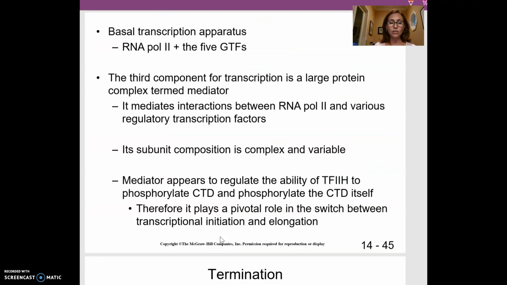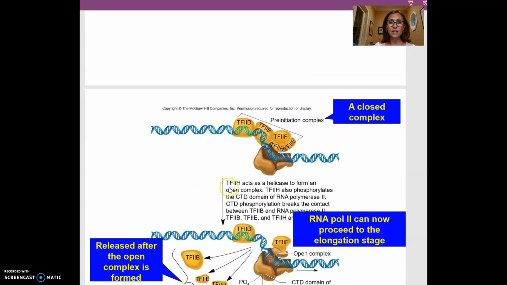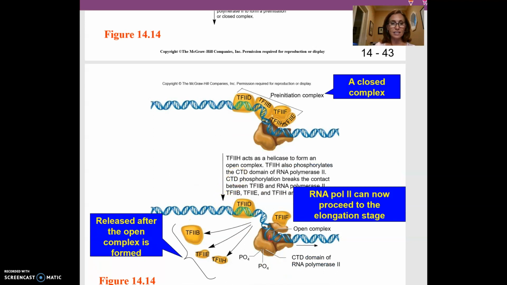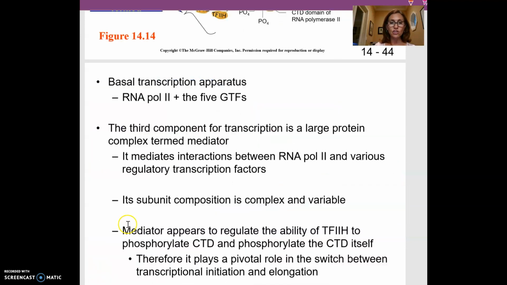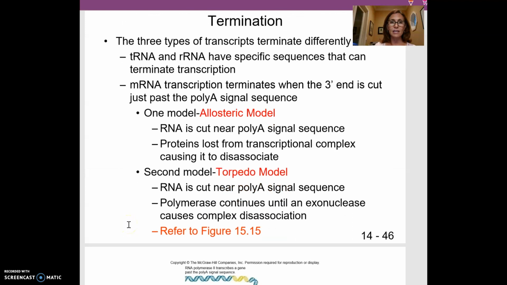So what we call the basal transcription apparatus is going to be RNA polymerase II and the 5 transcription factors. So basically, this picture is going to be pretty important for the exam. We will finish up with termination in the last video.